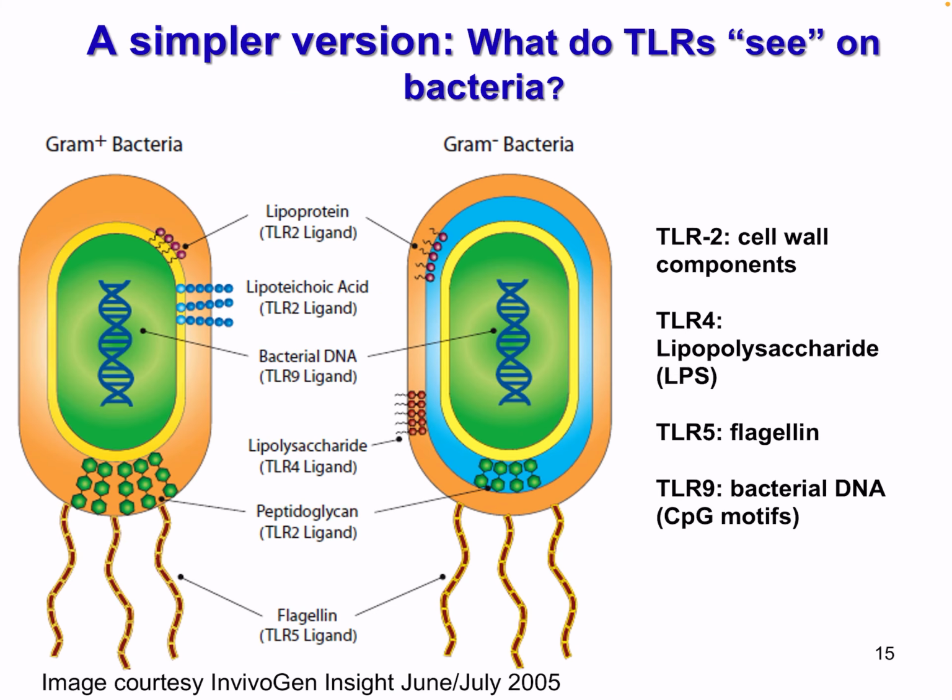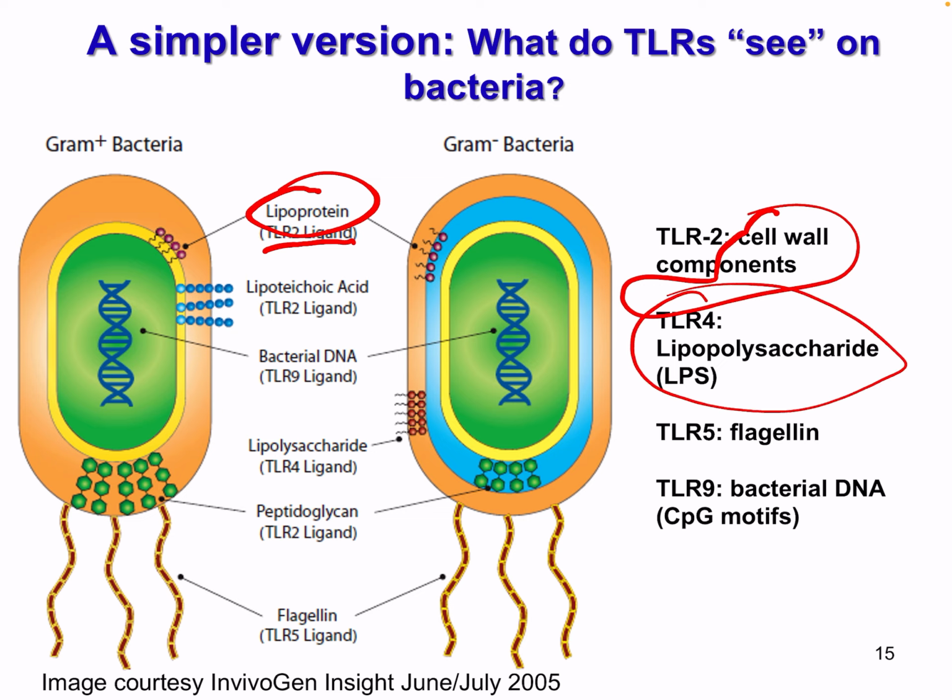So, what do TLRs see on bacteria? Here we can get more specific. TLR2 looks at lipoprotein, but mainly what can be considered cell wall components. TLR4, which is probably one of the more talked about ones, and you'll see it in other types of research too, responds to lipopolysaccharide, which is very common in gram-negative bacteria. Then we have TLR5, which binds to flagellin on bacteria, and TLR9, which binds to bacterial DNA or CpG motifs. And here we can also see TLR2 binding to another type of cell wall component, and TLR5.